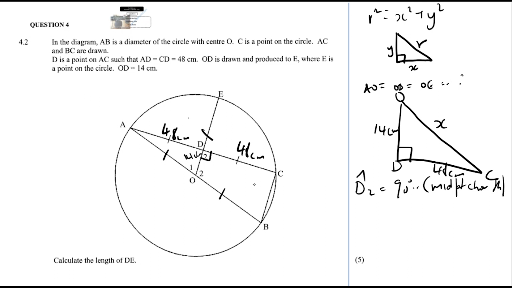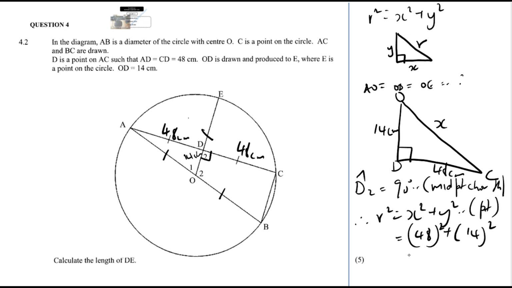If I can find the length of the radius, I can find DE, because OC is equal to OE, and then 14 will be subtracted from it. It means my r squared is equal to x squared plus y squared, which is the theorem of Pythagoras. What is your x squared? It's 48 squared. What is your y squared? It's 14 squared. And then you go to your calculator.